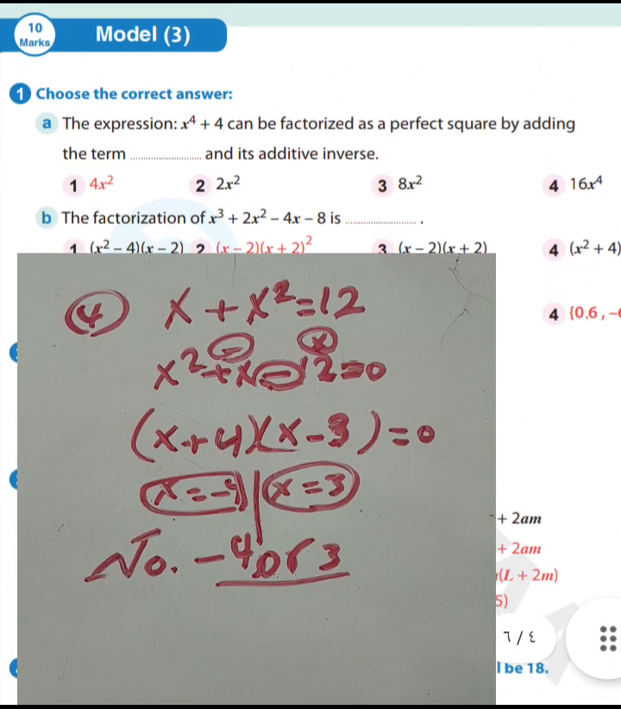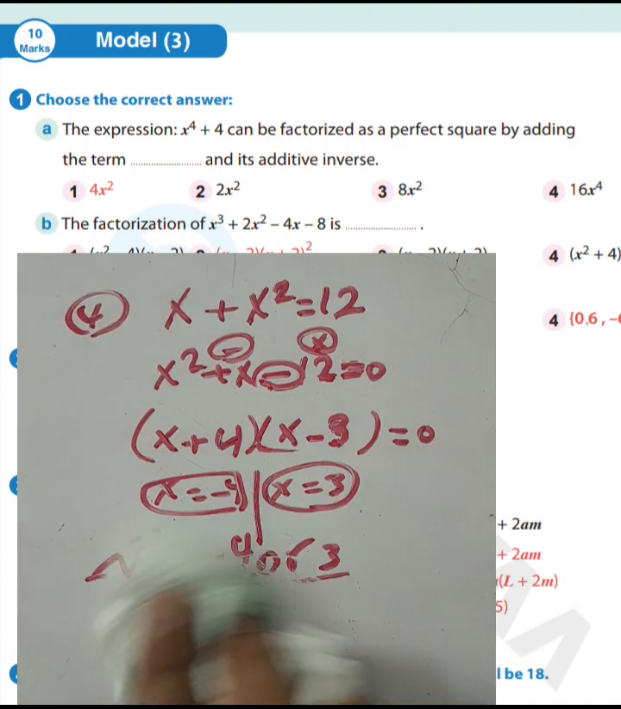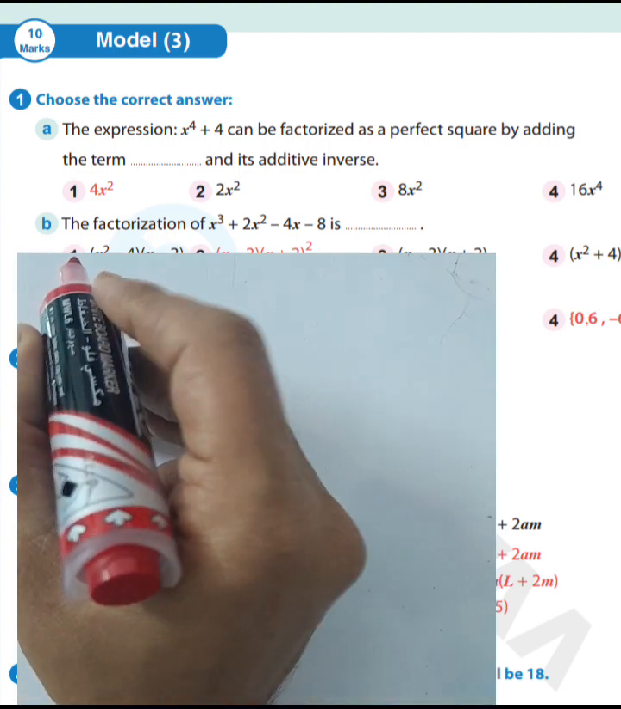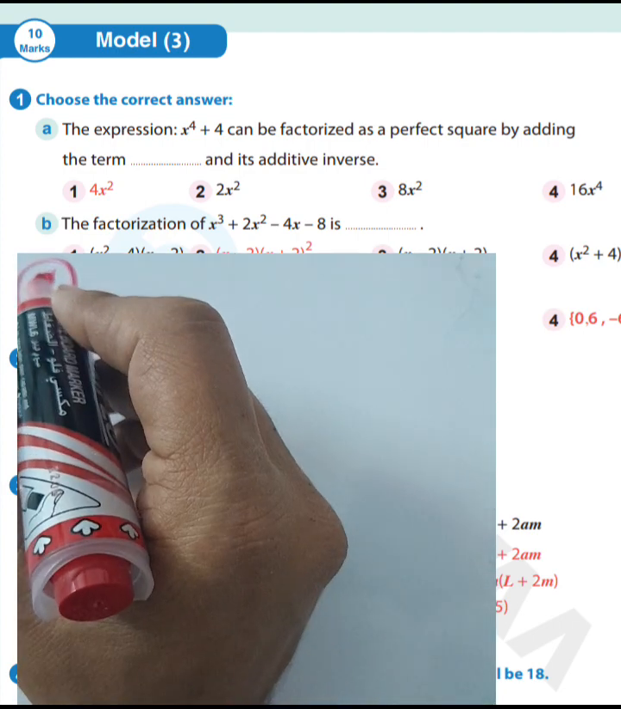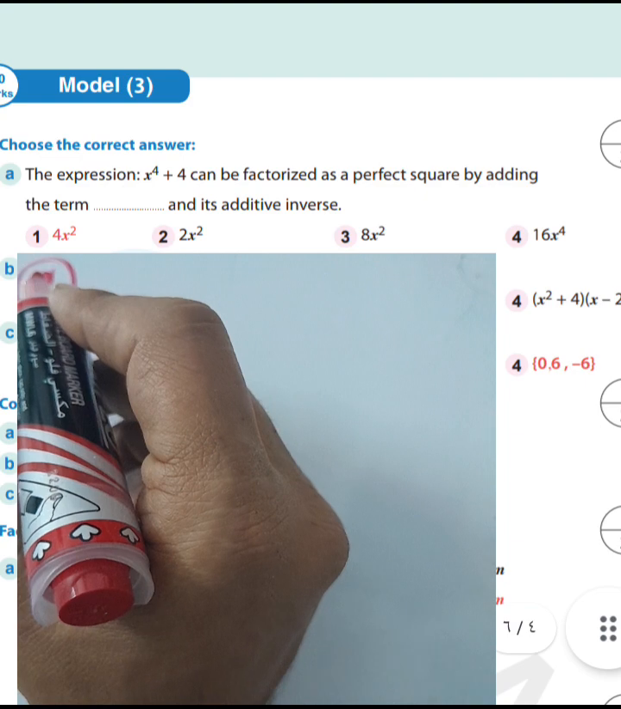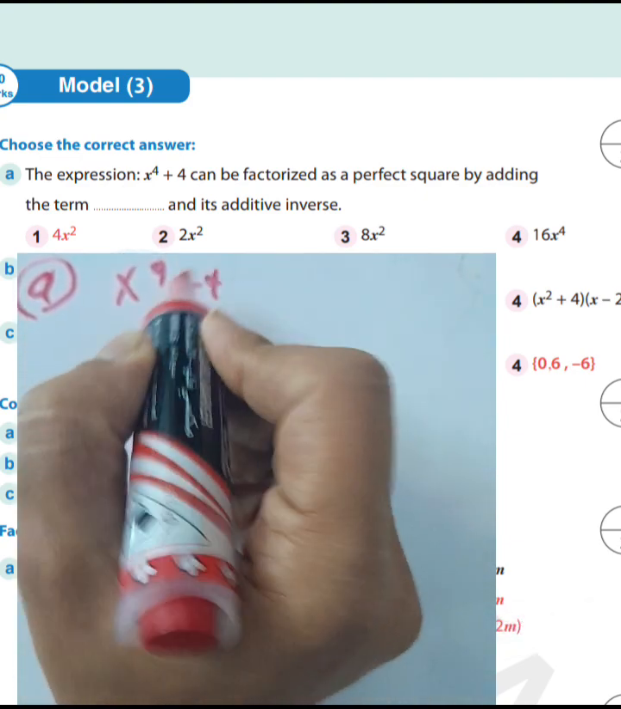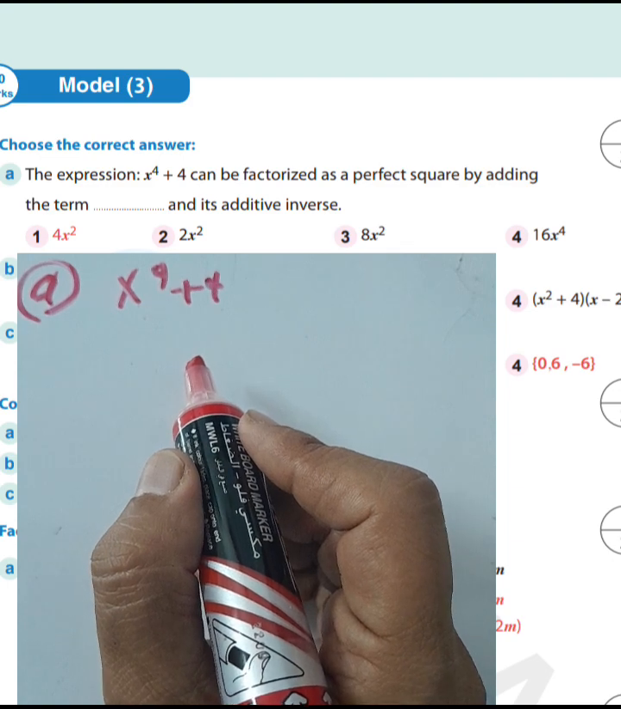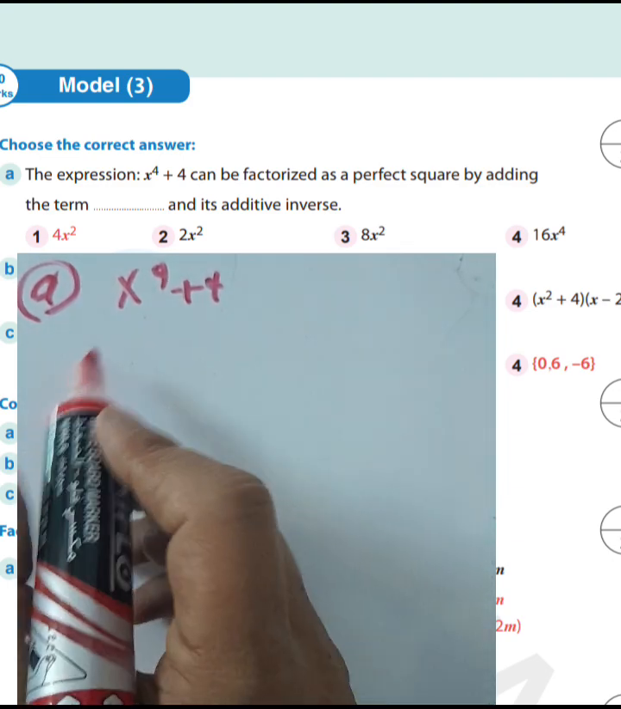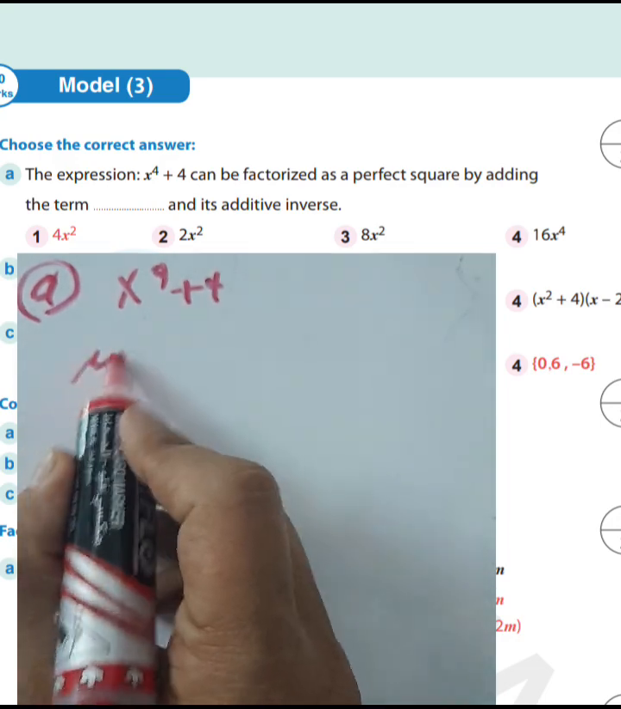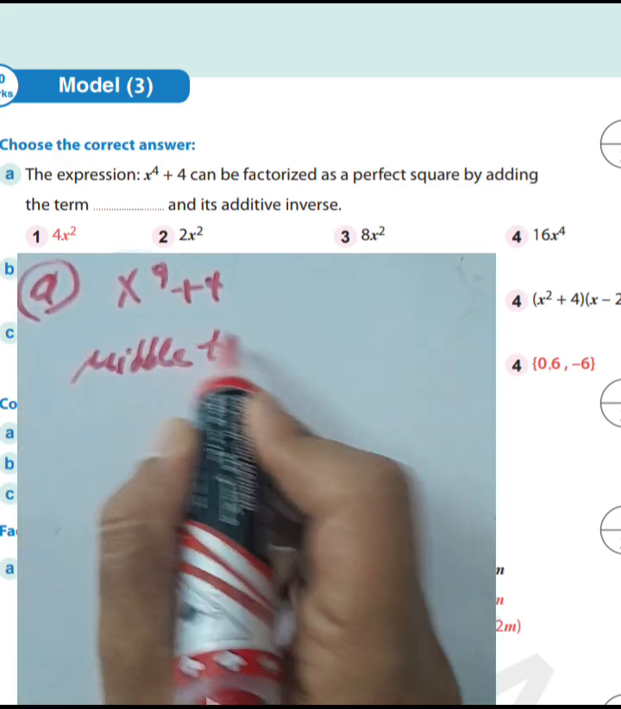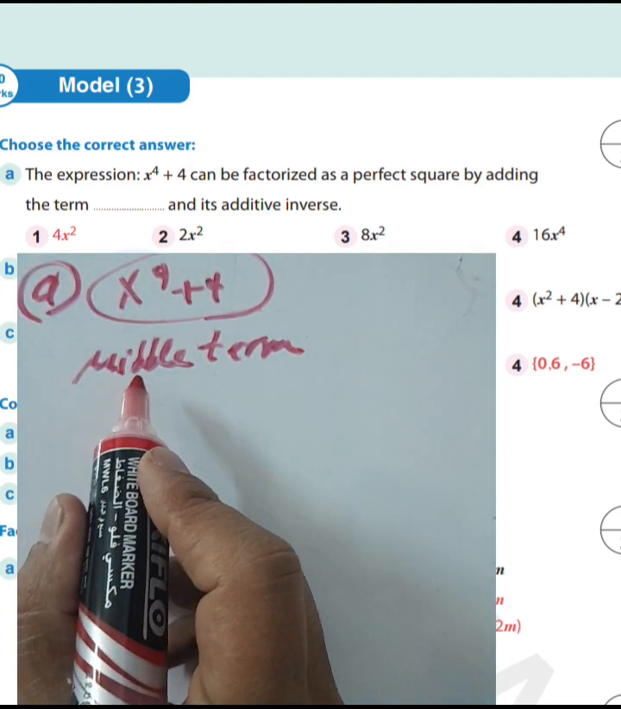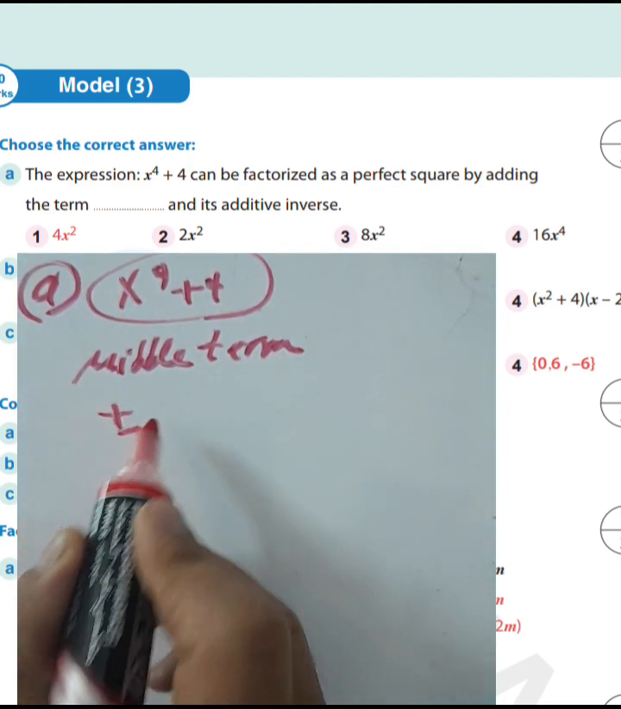Model number 3. Question number 1, letter A. The expression x power 4 plus 4 can be factorized as a perfect square by adding the term here. It asked about the middle term. We can factorize the expression by adding and subtracting the middle term, positive or negative.